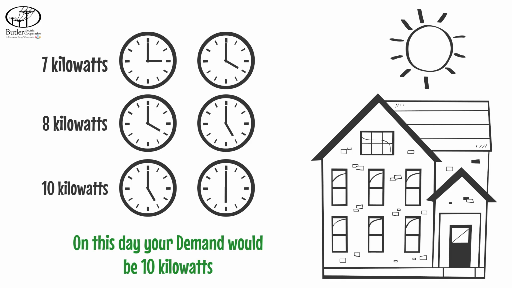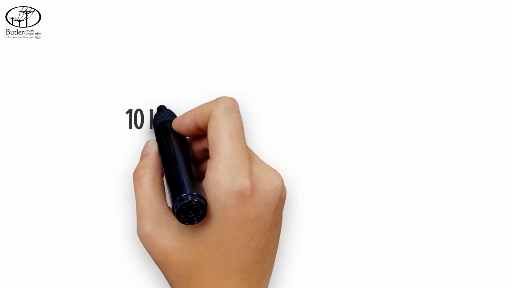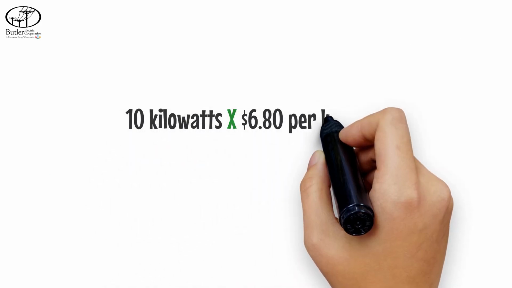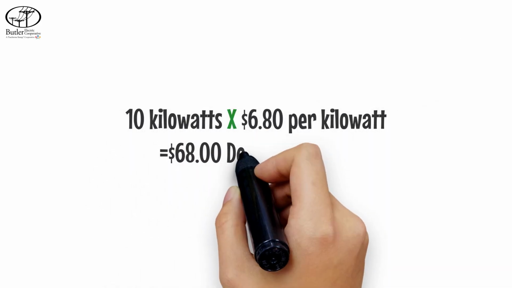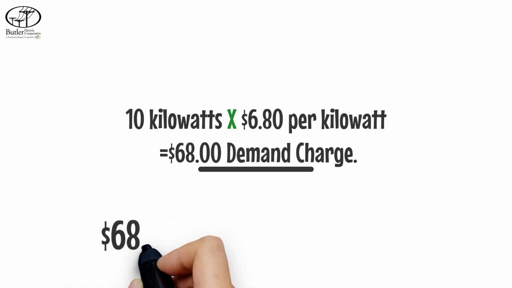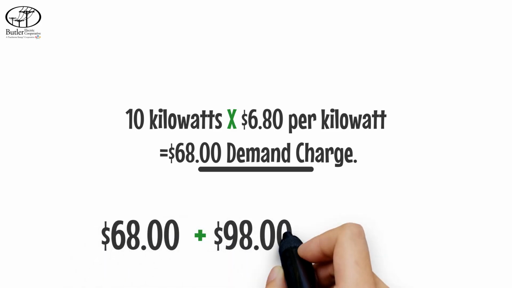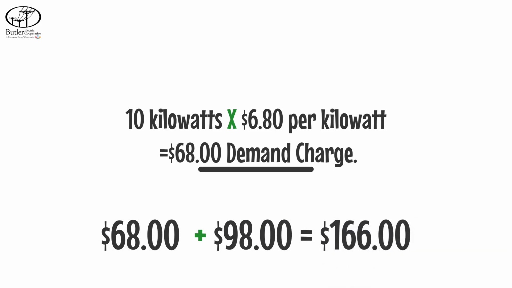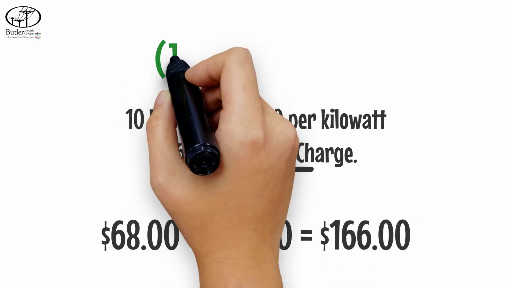At the end of the month, we take the highest hourly demand, and that becomes your billing demand. So if 10 kilowatts is your July billing demand, we would take 10 kilowatts times the demand charge of $6.80 per kilowatt. This would give you a $68 demand charge. Add that with the $98 energy charge, and you would have a $166 total energy consumption charge in July.